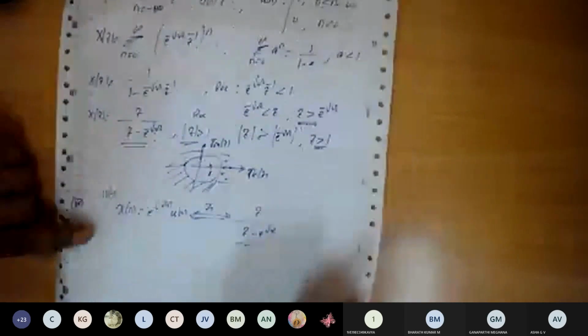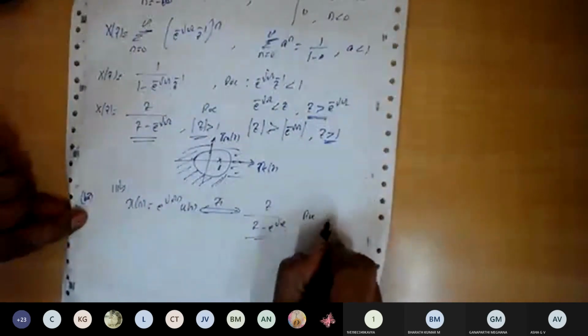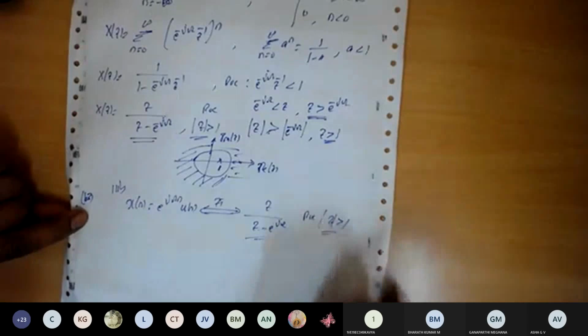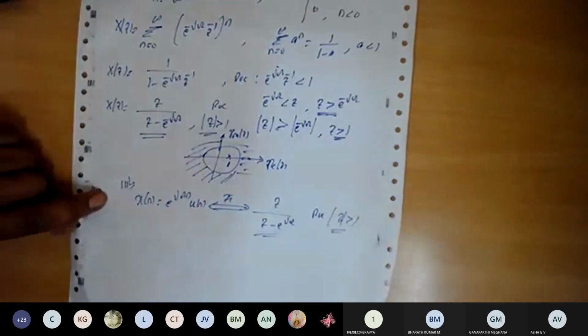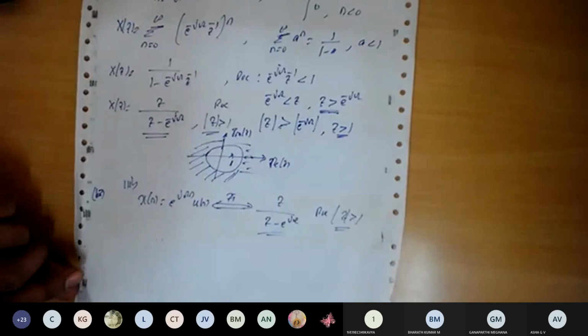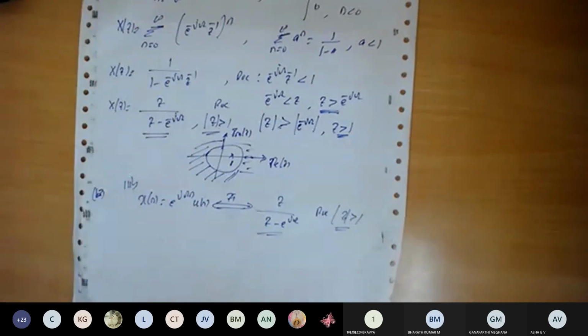Here also the ROC is going to lie the same. The ROC is z is greater than 1. This will be the ROC. Any doubts?